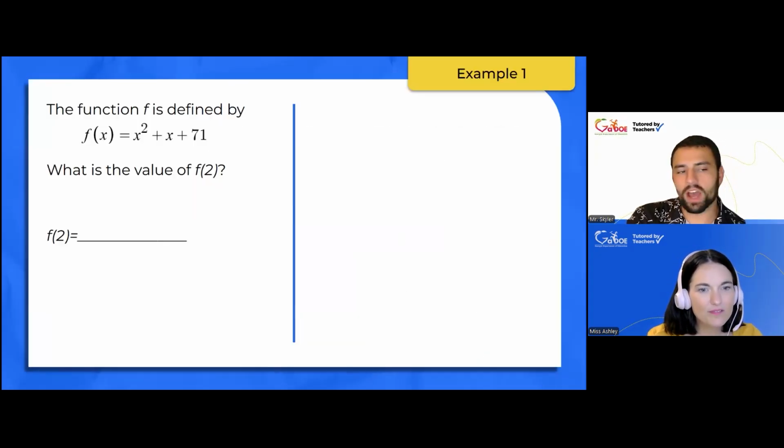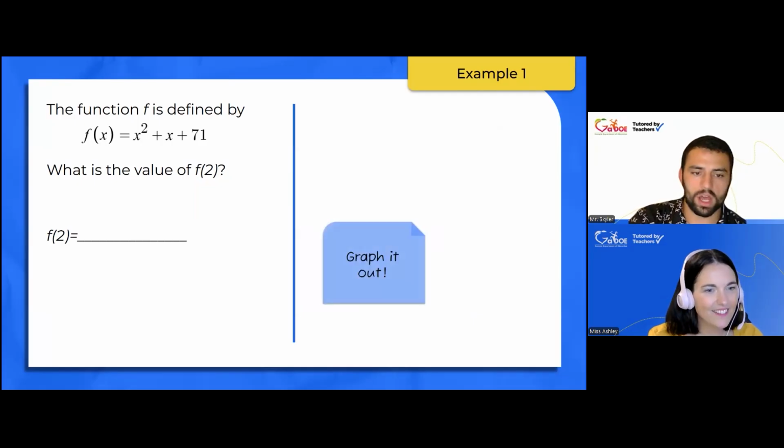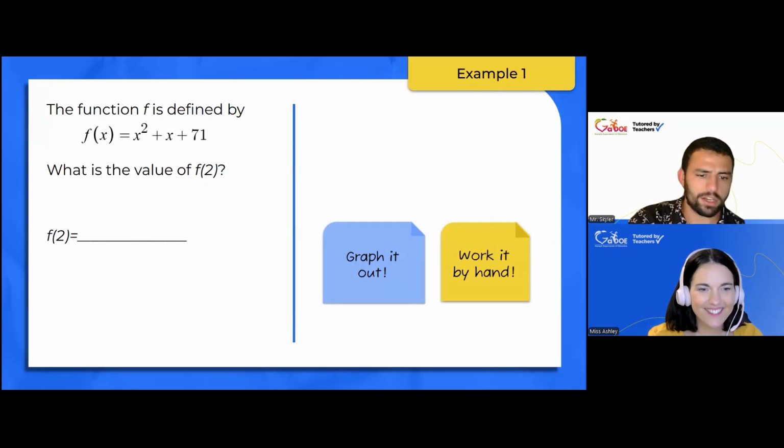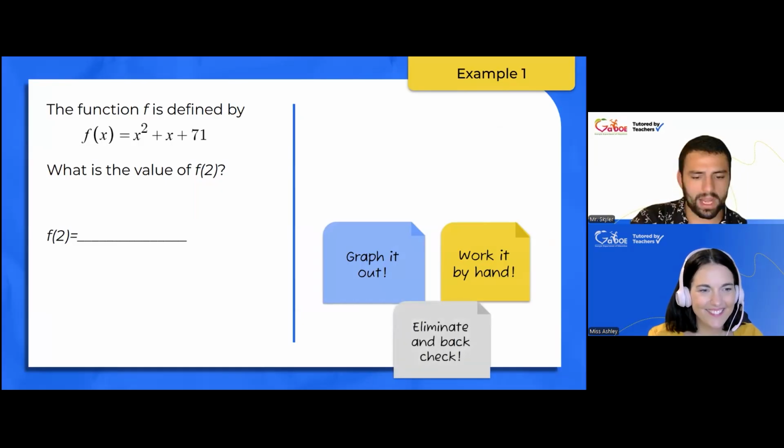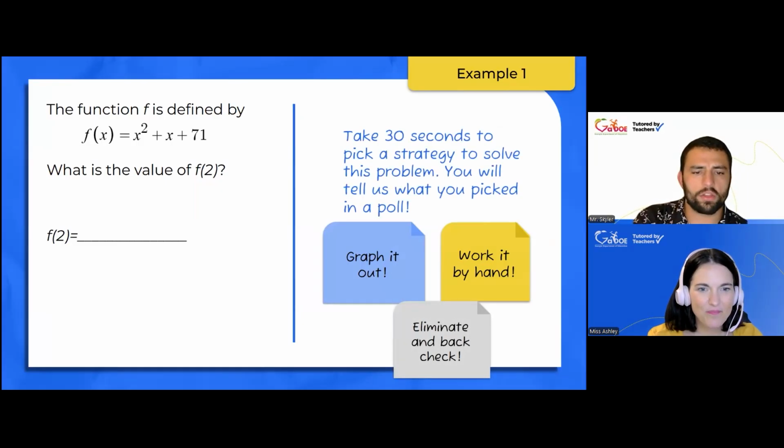We have a function f defined by f of x equals x squared plus x plus 71. They ask us what is the value of f of 2. There's a lot of info going on. Let's remember our 3 strategies: graph it out, work it by hand, and eliminate and back check. Right now, take 30 seconds to just pick a strategy to solve the problem. 30 seconds. And then you're going to tell us what you picked. So we're thinking, what's the best way to work this one out?